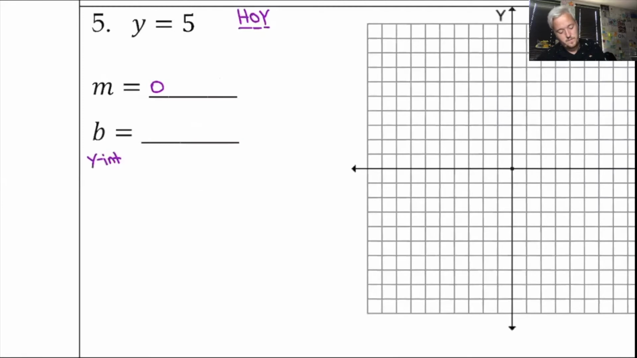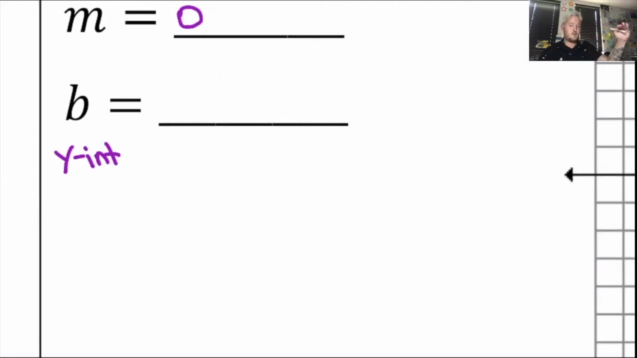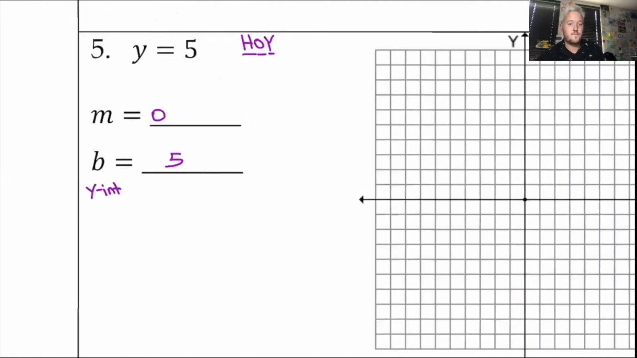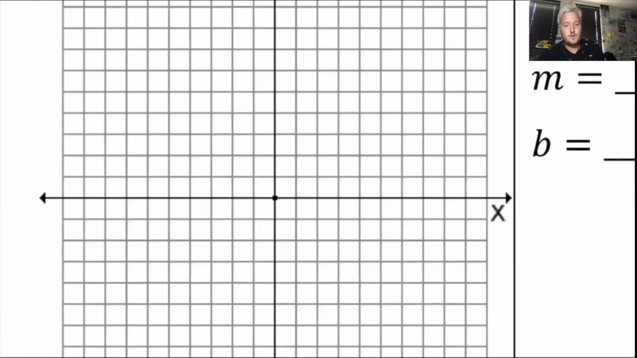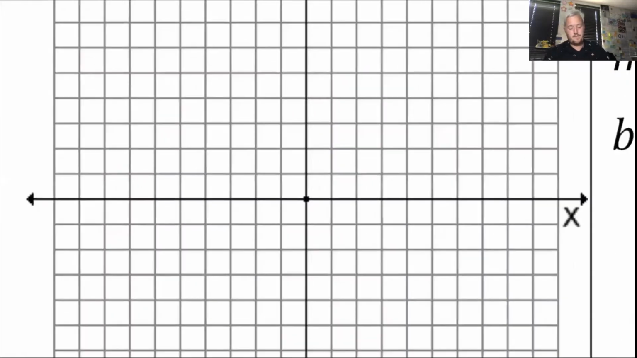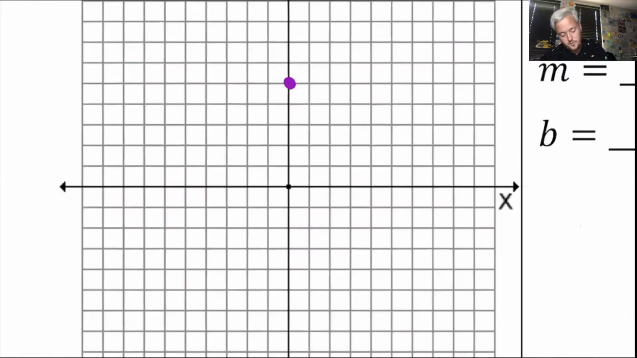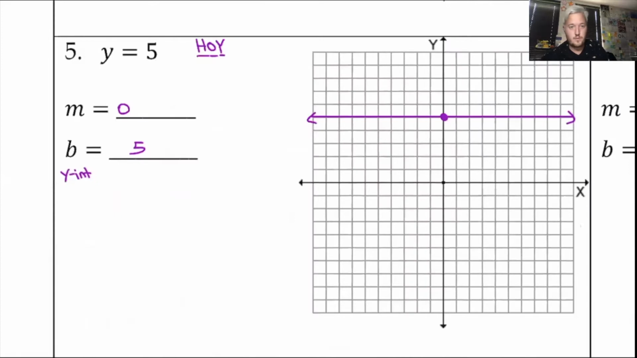Now our b value, because it's a horizontal line, remember this b value represents your y-intercept. Because it's a horizontal line, it's going to cross the y-axis, which means our y-intercept is actually going to be that number 5. So to graph this, I'm going to go up to 5: 1, 2, 3, 4, 5. I'm going to put a point. This is my y-intercept. And I want a horizontal line that passes directly through that point, with arrows. So that's all that one needs.